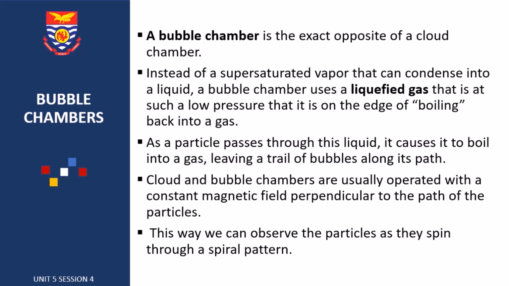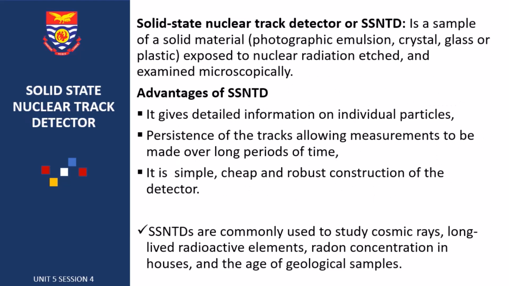The cloud chambers and the bubble chambers are usually operated with a constant magnetic field perpendicular to the path of the particles. When they are operated this way, we are able to observe the particles as they spin through a spiral pattern. Let us look at solid-state nuclear track detectors, or SSNTDs.